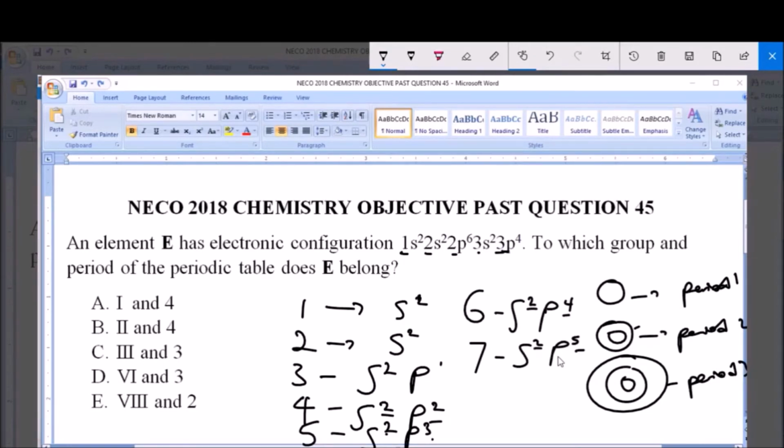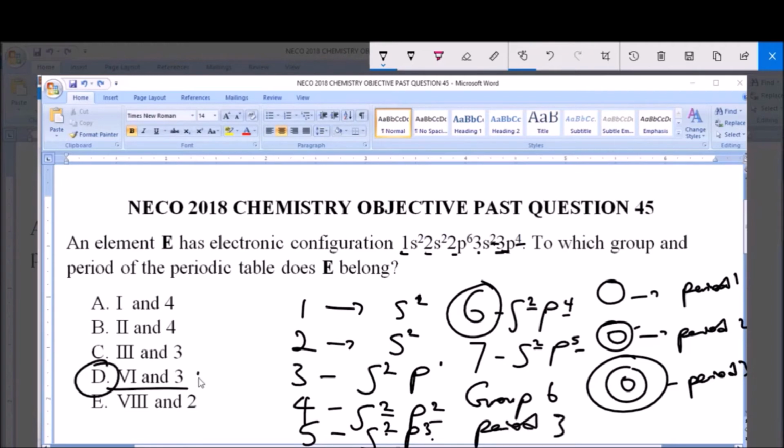Now the question given to us here is what? S2 p4. So 2 plus 4 will give us what? 6. Therefore, this element belongs to what? It belongs to group 6 and period 3, and that is option D, group 6 and period 3.